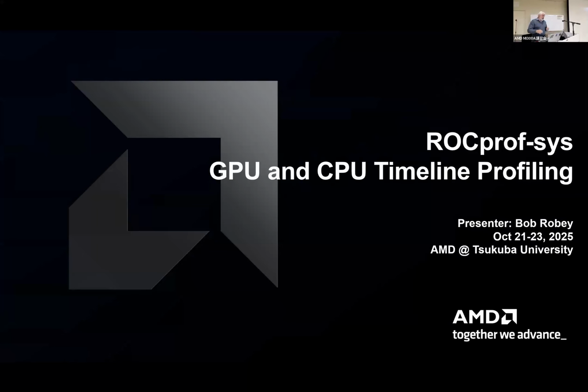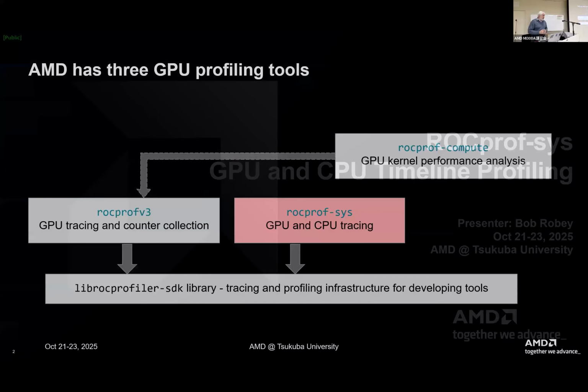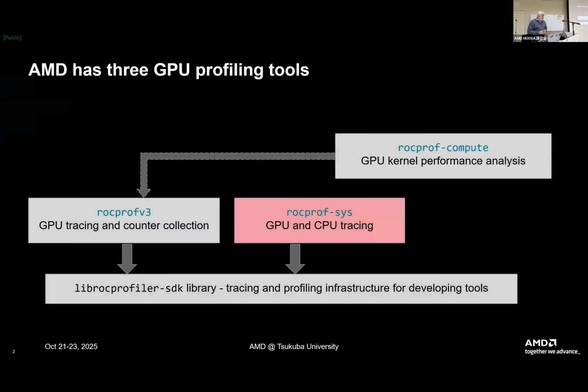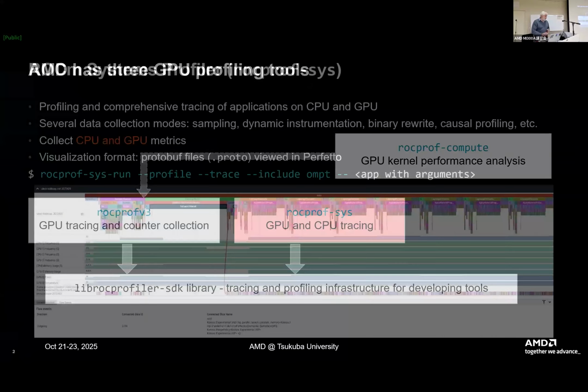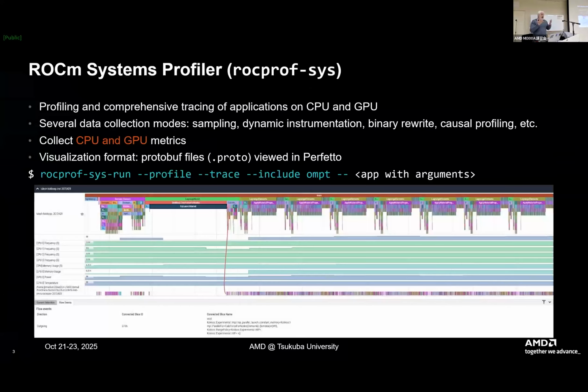So Rocprof-sys is the next tool you may want to use. It's collecting a lot of the same information as Rocprof-v3, but it's going to add to it everything that's happening on the CPU. Particularly when you start doing MPI, you're going to see these long gaps between kernels, and you're going to wonder what's happening. You've got to know what's happening on the CPU.